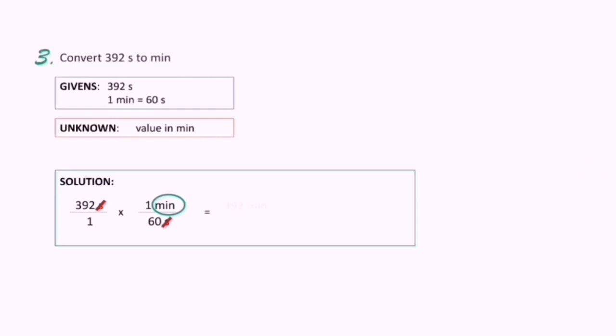It will be giving you 392 minutes divided by 60, and that is without any unit because again you canceled out seconds because it is found both in the numerator and in the denominator. It's equal to 1, so it's just basically canceled out. Now you're going to divide 392 by 60. It will be giving you 6.53 minutes.